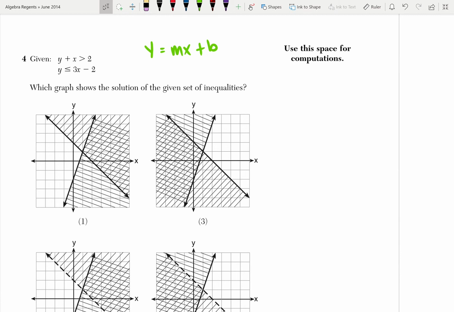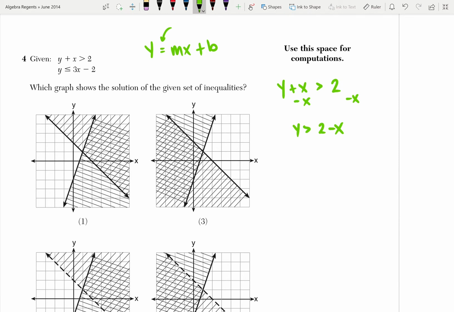Okay, so let's start with the first inequality. So that's y plus x is greater than 2. We just want to get the y by itself on one side of that inequality. Again, this has an inequality sign, but we can just think of each of these inequality symbols as the equal sign. Okay, so in order to get y by itself, we can just subtract x from both sides. Leaves us with y is greater than 2 minus x. Okay, perfect. We have y by itself.